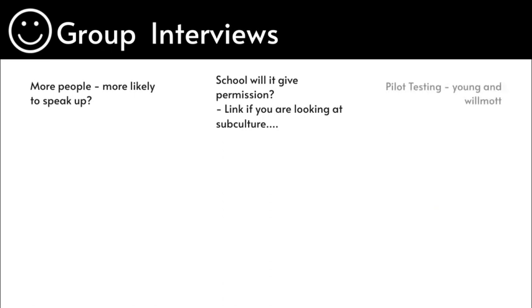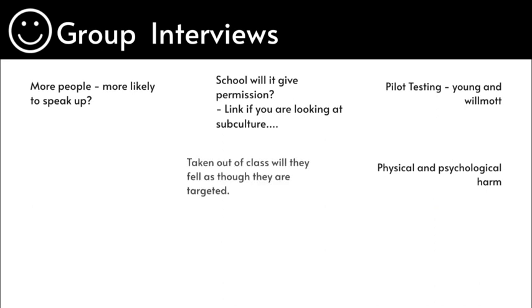Group interviews, again, people are more likely to speak up, especially if you're looking at subcultures. And school, will they give permission to a subculture? Well, no. Will they? No, because of reputation, again, they'll gatekeep. Even if you've got permission, they'll probably gatekeep the student to maintain the school's reputation. Pilot testing, again, very long process. Physical, psychological harm, targeted, because they're all targeted at once. Taken out of class, again. Confidentiality, if that's allowed, then the school will have it.